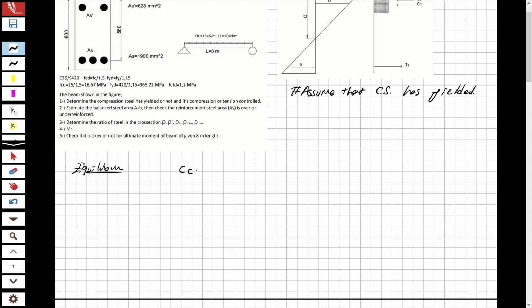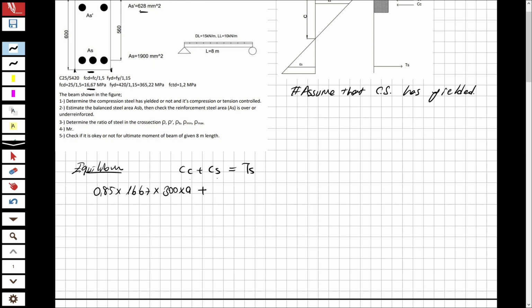Okay, so we are going to write the equilibrium as CC plus CS equal to TS: compression concrete, compression steel, and tension steel. Let's write the compression concrete as 0.85 multiplied with fcd. What is fcd? It is the design strength of the concrete, 16.67, multiplied with 300 as bw. This is bw, the length from that point to that point, and multiplied with a, plus the compression steel.